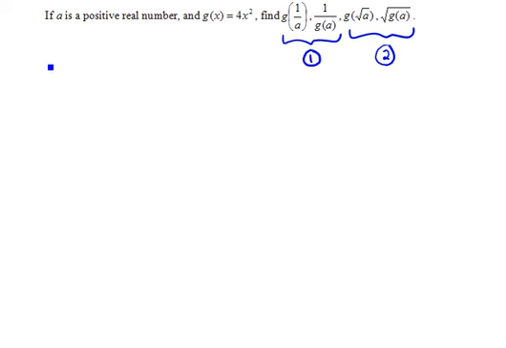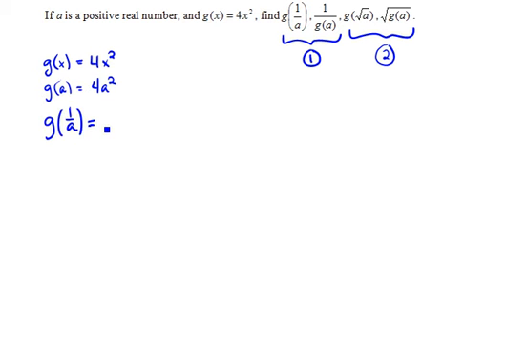Well, let's remember that if we have g of x equaling 4x squared, then g of a will be 4 times a squared. But really we just take the argument that's being inserted here for x and we replace x throughout its expression. So 4x squared becomes 4a squared. Well, now let's compute g of 1 over a.